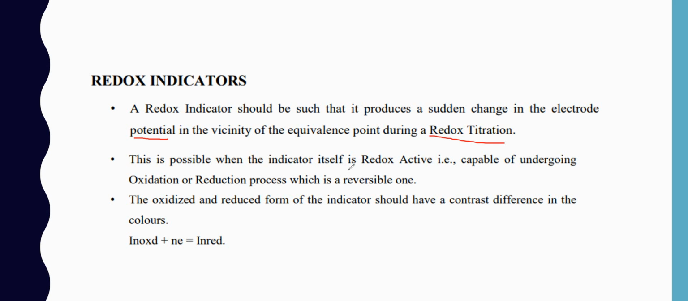This is possible when the indicator itself is redox active, that is, capable of undergoing an oxidation or reduction process which is a reversible one. The oxidized and reduced forms of the indicator should have a contrast difference in color. So there should be a difference in the colors so that we can easily see the change visually, and we can detect the endpoint.